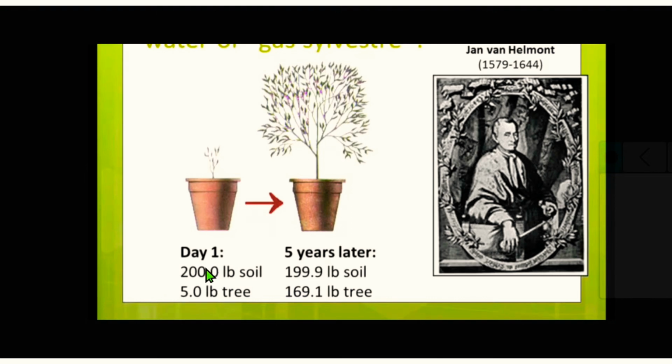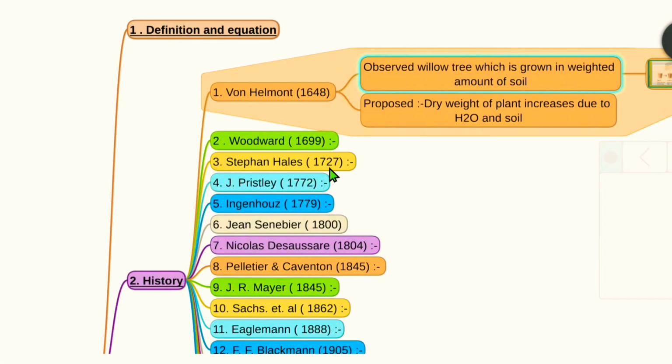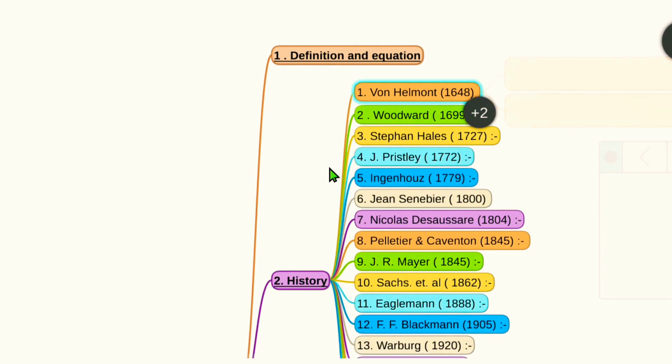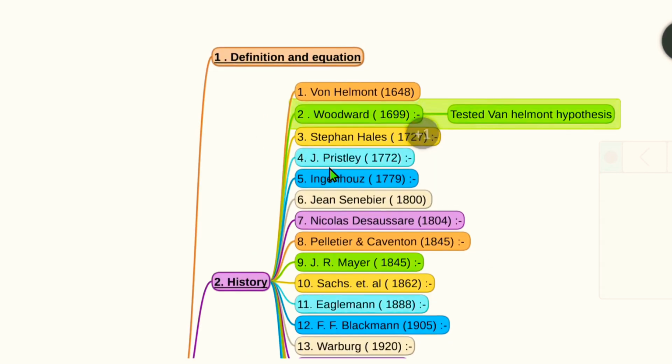On the first day, the weight of the tree is 5 lb, and 5 years later, the weight of the tree is 169 lb. This is the Van Helmont experiment. The weight of the tree increases. Go to the next, Woodward. He tested the Van Helmont hypothesis.